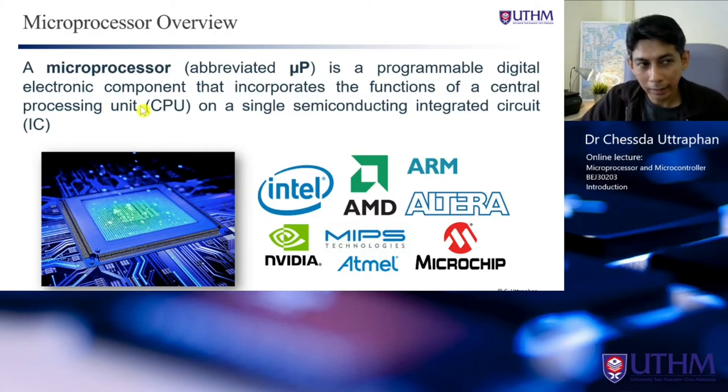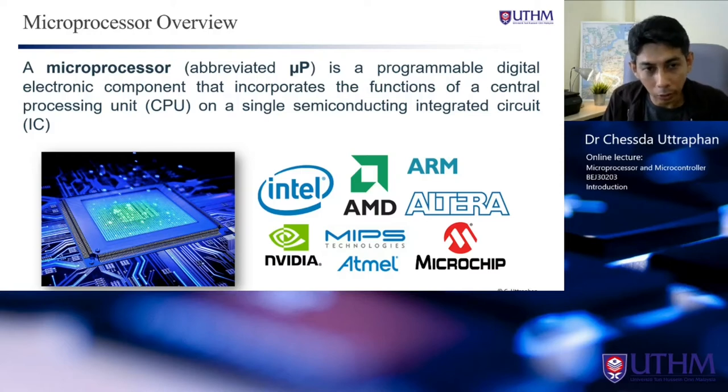Okay, and it must be able to do the function of CPU. What is CPU? Central Processing Unit. CPU is actually the electronic circuit that is able to do computation and logic. So actually what you have learned in the previous semester in digital design, in chapters 5 and 6, you have designed a simple microprocessor already, a simple processor already.